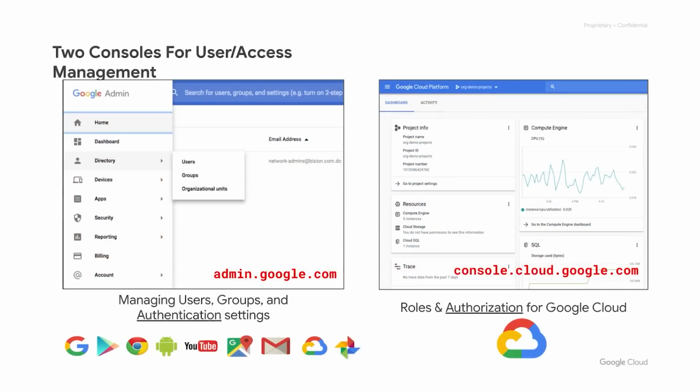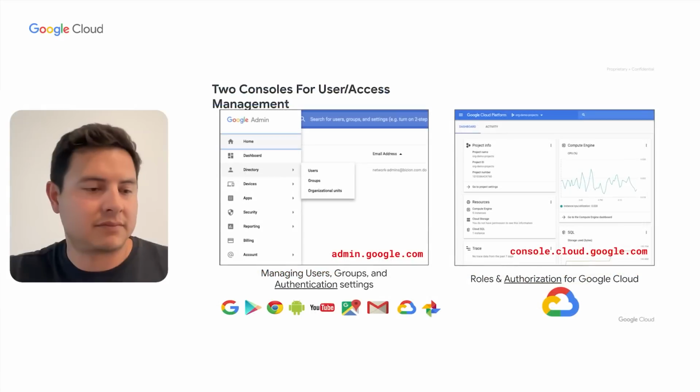Here we have two consoles for user access management. The first one would be the admin.google.com. And if you're familiar with Google Workspace, which is everything that includes your documents, your Gmail, everything that doesn't have to do with GCP, which is the Google Cloud Platform, is managed through admin.google.com. Here is where you can add new users to your organization. So you can have blank at .io, but you could have like admin at blank.io, right?